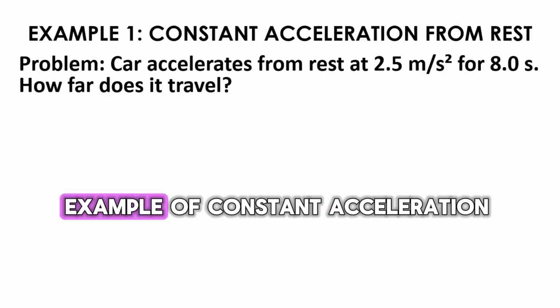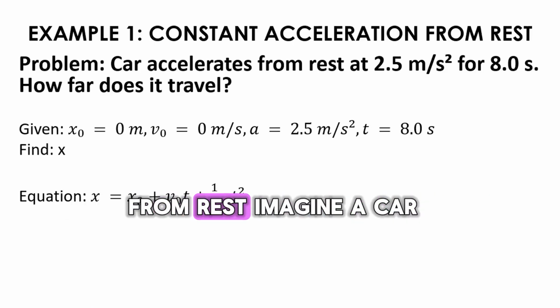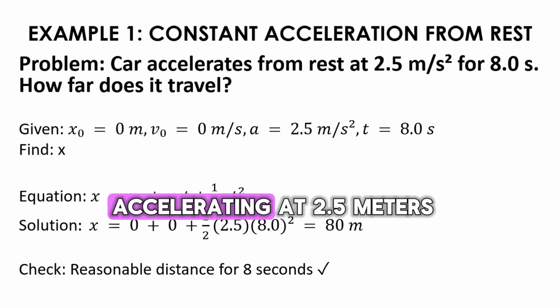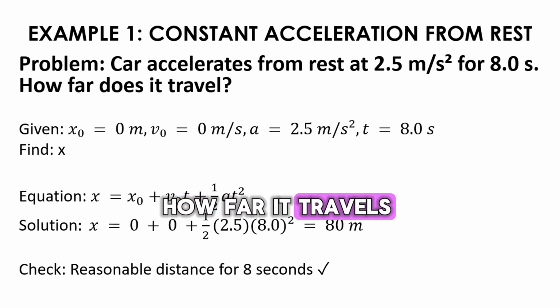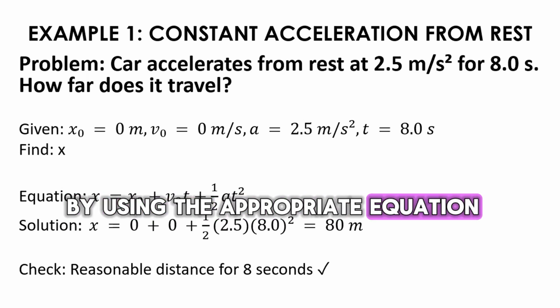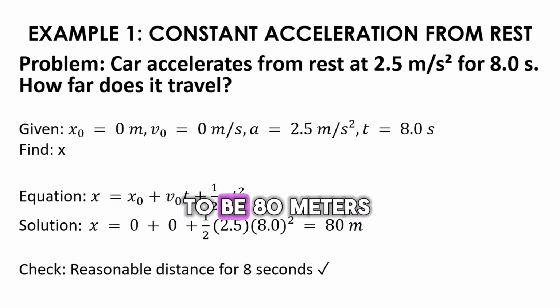Let's dive into an example of constant acceleration from rest. Imagine a car accelerating at 2.5 meters per second squared for 8 seconds. We need to find out how far it travels. By using the appropriate equation, we calculate the distance to be 80 meters, which is reasonable for the given time.